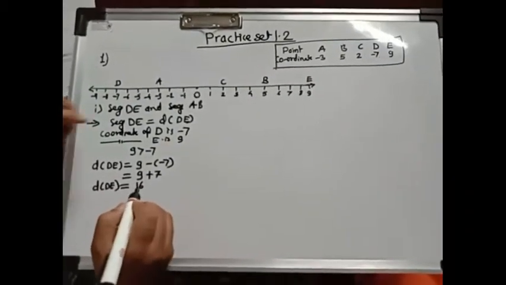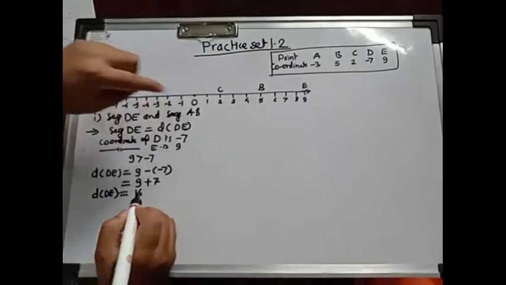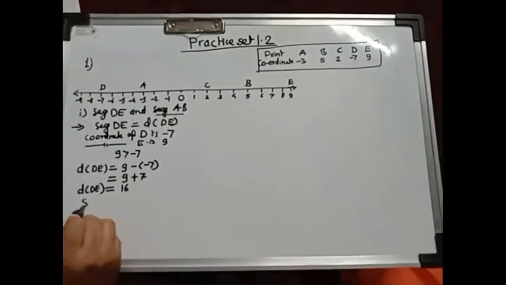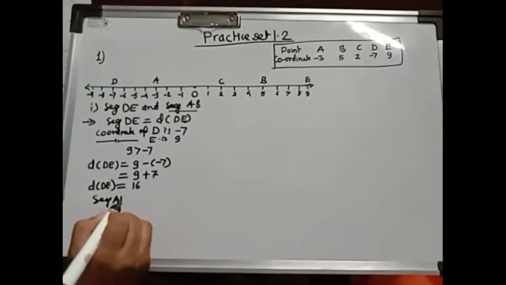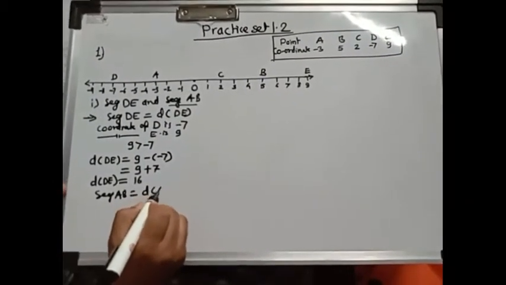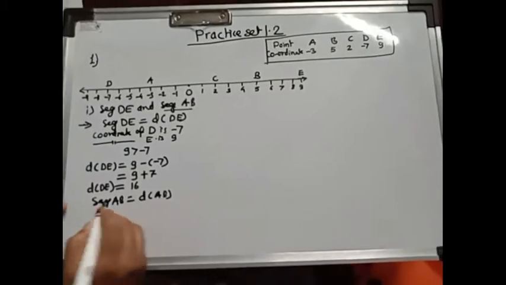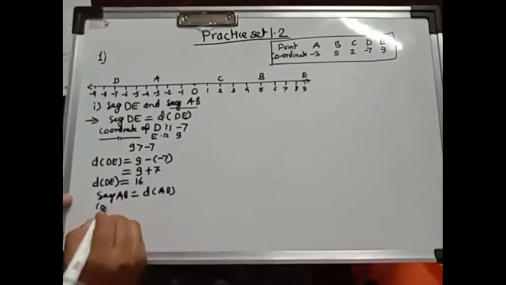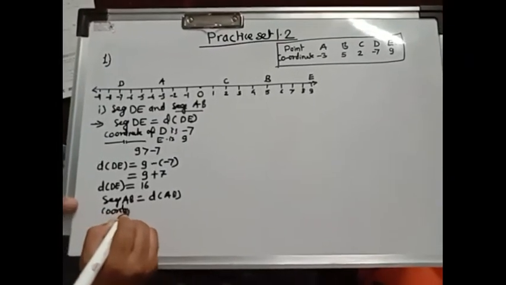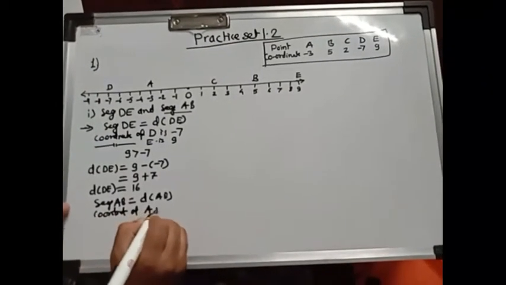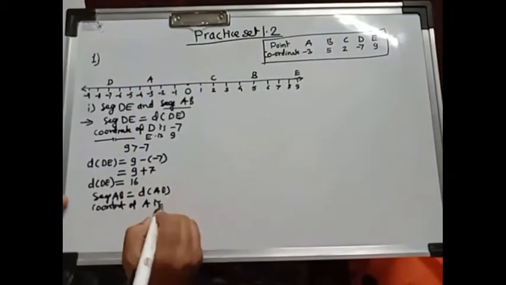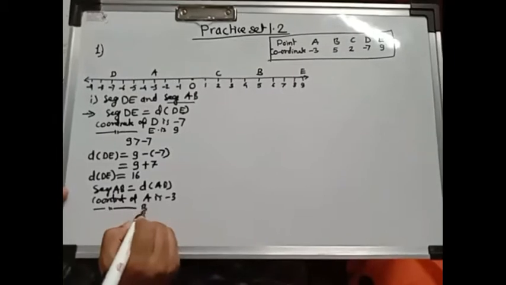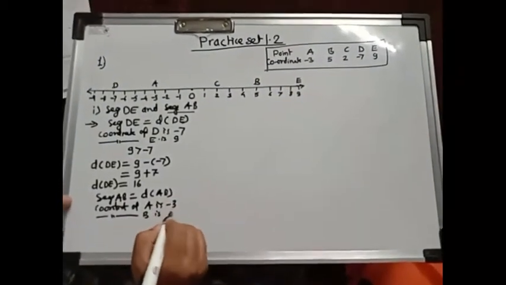Now again we calculate segment AB. Segment AB is equal to the distance of AB, and we can find it. So put their coordinates. The coordinate of A is -3. Then the coordinate of B is 5.